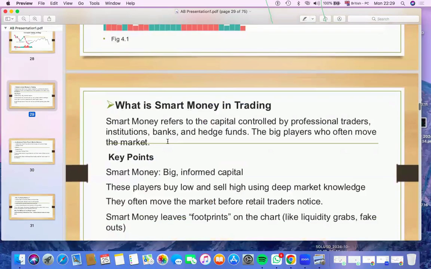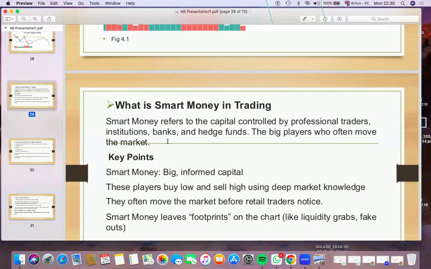So what is smart money in trading? Smart money refers to the capital controlled by professional traders, institutionals, banks, and hedge funds, the big players who often move the market. How do they move the market? Smart money, big informed capital. These players buy low and sell high using deep market knowledge. They often move the market before retail traders notice. Okay, they pump a lot of liquidity into the market.